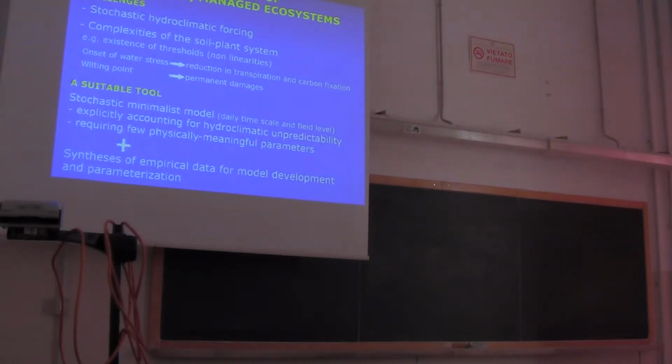The approach I will follow today is basically what I would call a stochastic minimalist model, where I consider the key aspects playing a role here. So I don't want to go too much into the details. The reason for this is that first, I would like to be able to consider explicitly the interannual unpredictability of rainfall on the one hand, and on the other hand, I would like to keep the model as simple as possible, because we need to be able to parameterize the model in a sensible way.